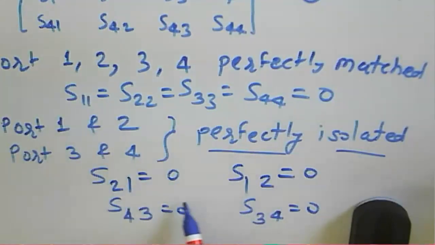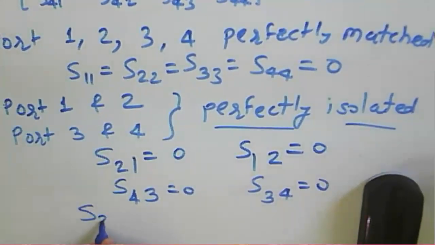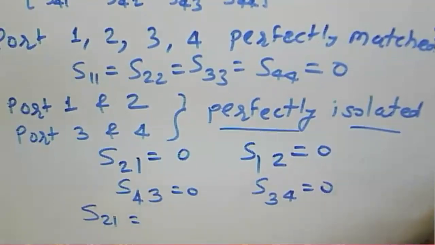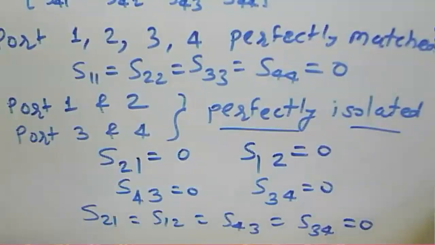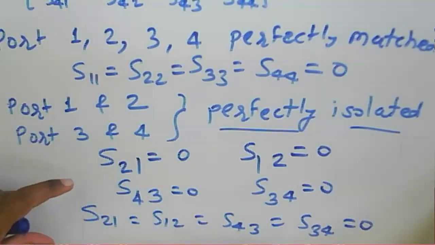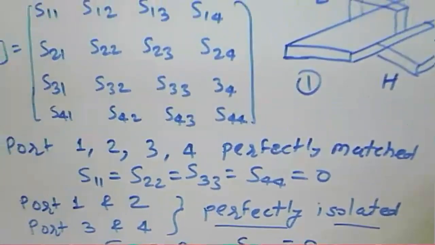Now with this condition, if we rewrite here, we can say that S12 is equal to S43 is equal to S34 is equal to 0. Okay, now this one is a condition here. So from this, we can rewrite the S matrix again. So how to rewrite the matrix again?